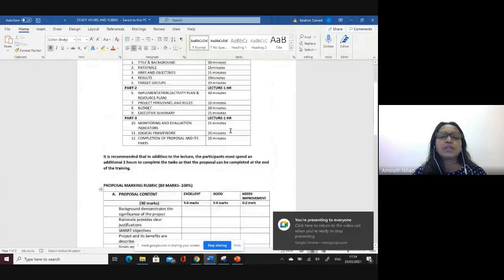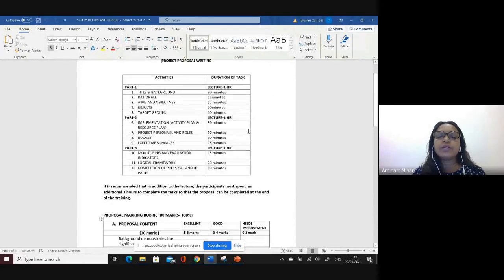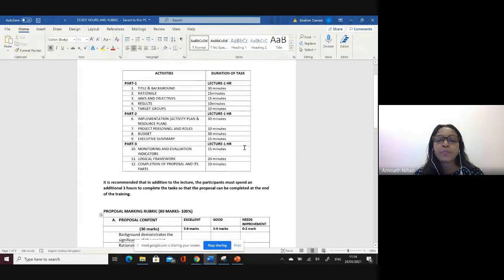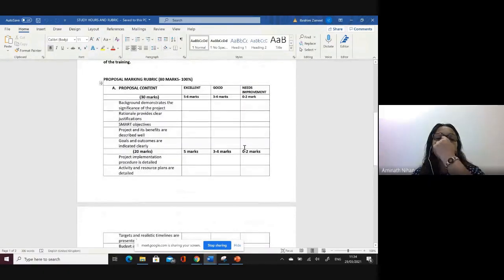It shows the duration you can spend on each part. Now, by the end of this presentation, if you have stopped at the times that I indicated and jotted down your ideas, you would have an outline of your proposal. Now, spend some extra time on each of these parts and put it together, okay? Complete the proposal and its parts, and this is the proposal marking rubric.